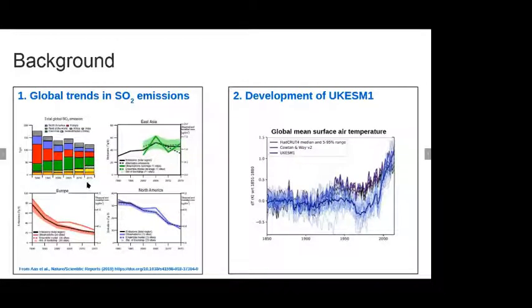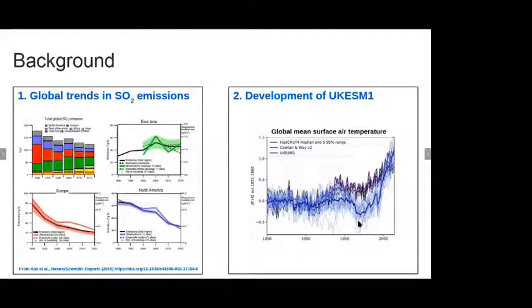So if we look at the bottom two time series here, you can see that legislation has driven decreases in SO2 emission from Europe and North America. If we look at this top time series here, we can see the emissions are still increasing in East Asia. And the models need to be able to capture these trends so that we can have confidence in our future predictions.